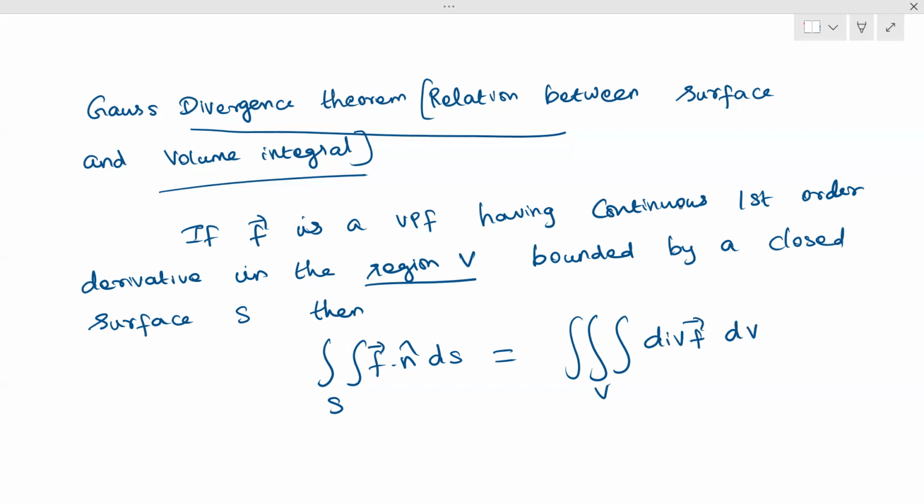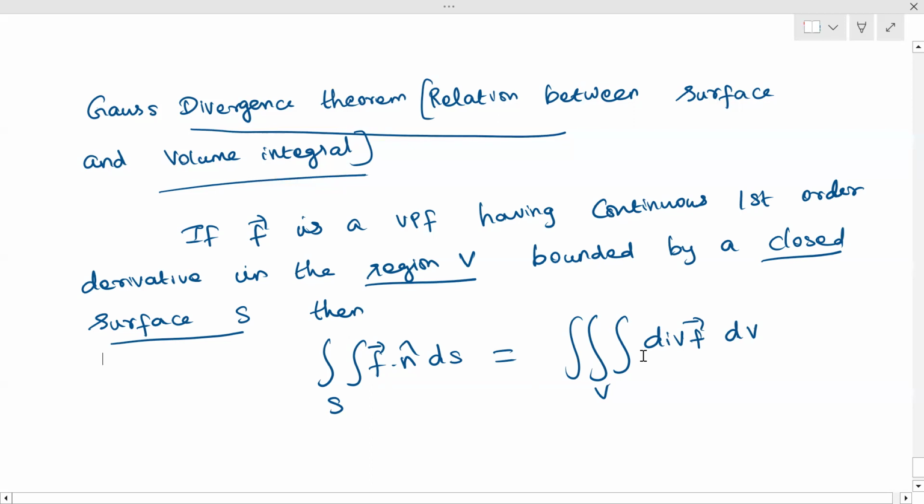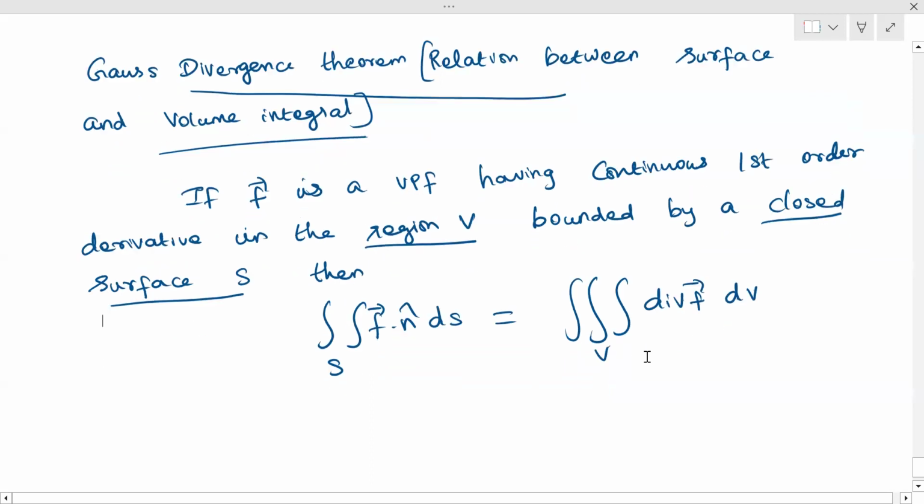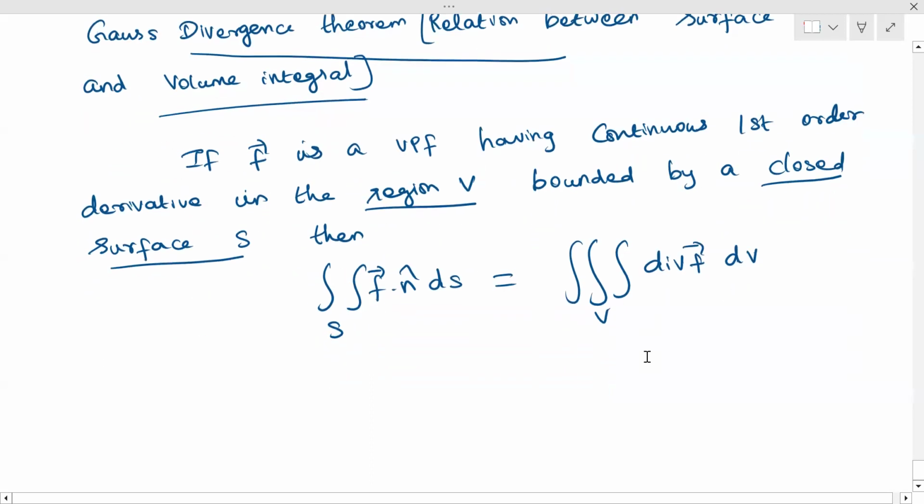Here n cap is the unit outward normal vector. Here the surface is the closed one and the region is given by V. So the LHS gives the surface integral and the RHS gives the volume integral. Now we see one problem based on this.